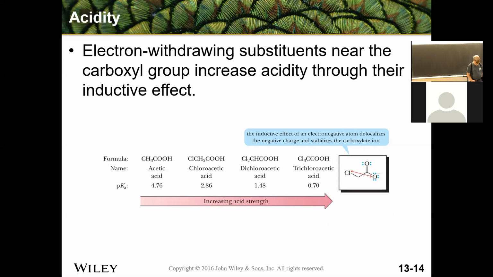The inductive effect, as a reminder, involves pulling electrons through the sigma bonds. And if we form an anion, an electron withdrawing group such as a chlorine will help stabilize that anion. So this anion is stabilized both by the inductive and by resonance effects.